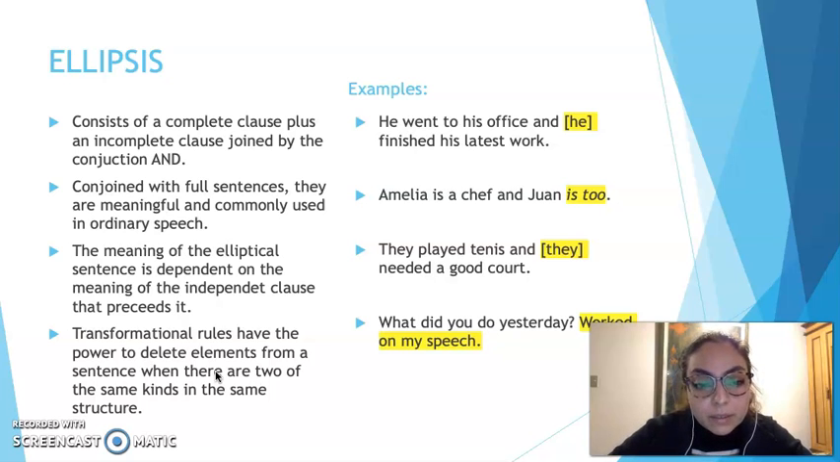Transformational rules have the power to delete elements from a sentence when there are two of the same kind in the same structure. For example, what did you do yesterday? Worked on my speech. We are not saying, yesterday I worked on my speech, because it's not necessary, even though we can use that too.